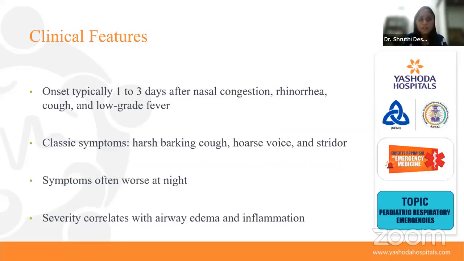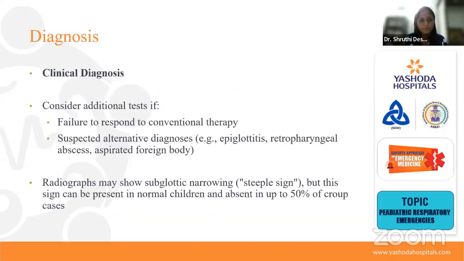So the clinical features are, the onset typically begins 1 to 3 days after nasal congestion. So before, there'll be the prodromal symptoms, URI kind of symptoms like nasal congestion, rhinorrhea, cough, and low-grade fever, followed by which the child would develop the classical symptoms of harsh barking cough, hoarseness of voice, and stridor. Symptoms are worse at night, and severity correlates with airway edema and inflammation.